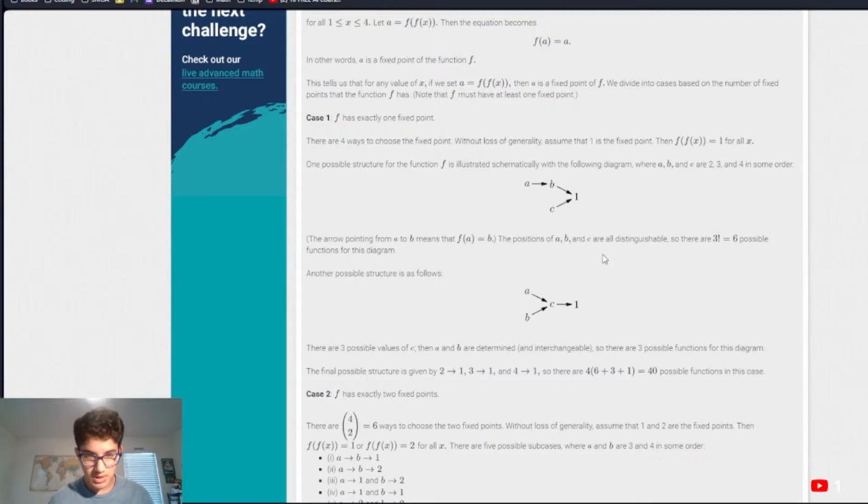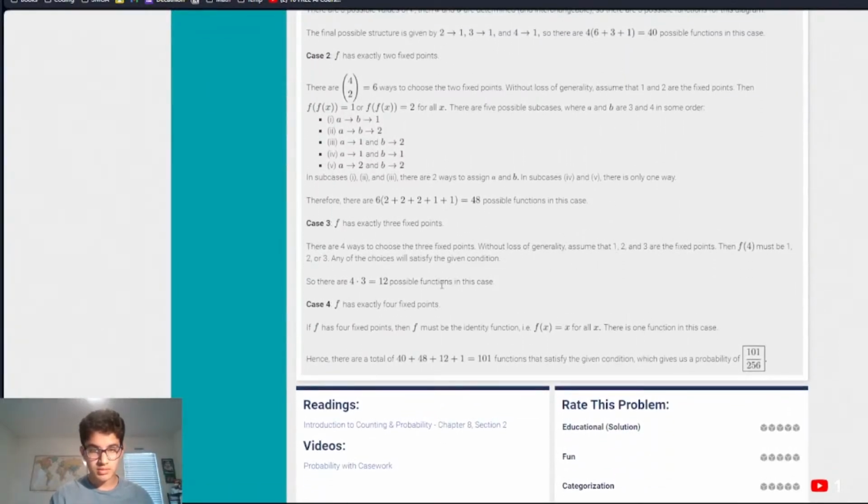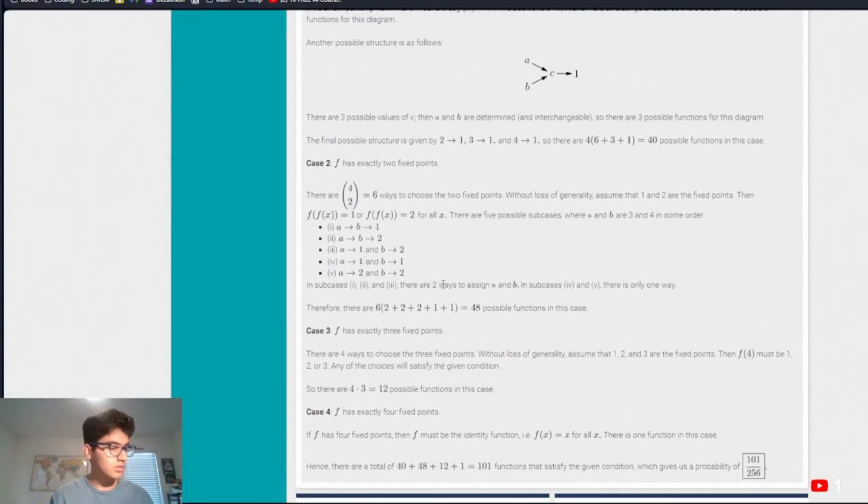Okay, another possible structure is as follows. So they calculated the number of possible functions, which is 40. Then over here, without loss of generality, assume that 1 and 2 are the fixed points. Then f of x equals 1 or 2. So again, they found how many possible sets of two fixed points there can be. Then they looked at the cases and added them up, which gave them 48.